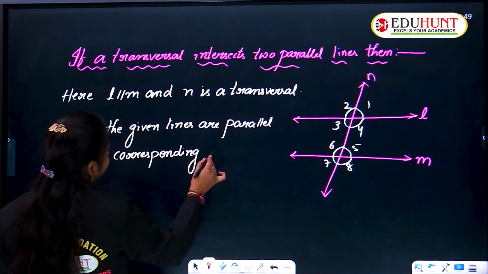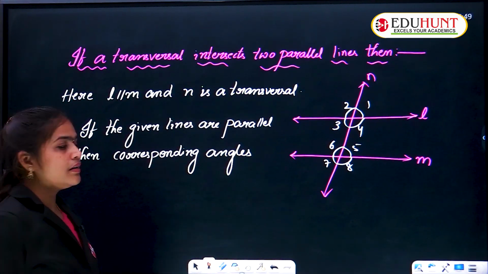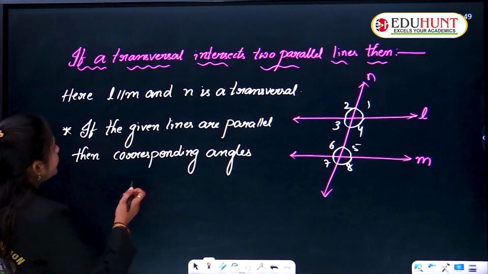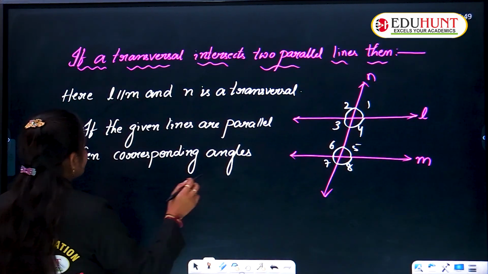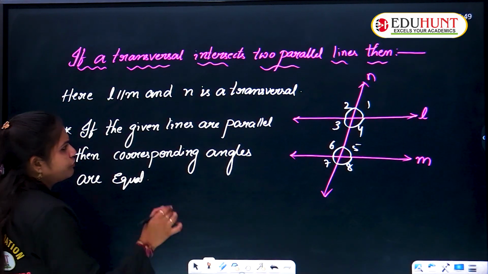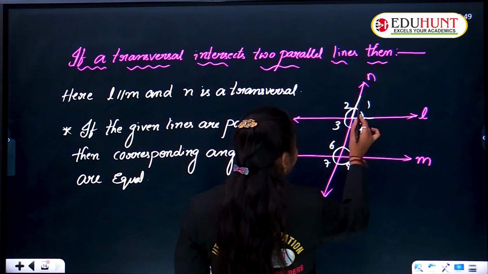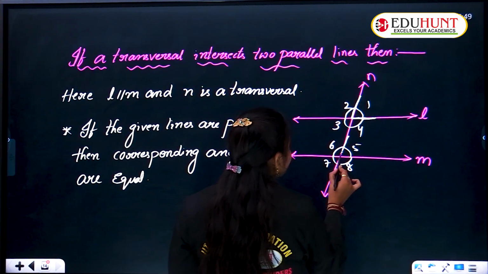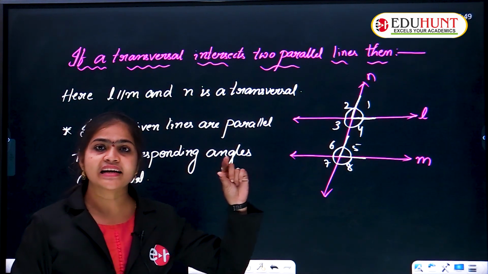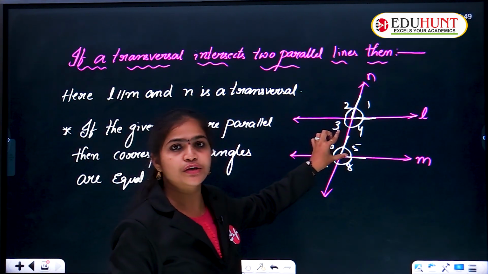Actually children, we have some proofs. In the state textbook they gave some proofs also, just follow those proofs. If the given lines are parallel, then corresponding angles are equal. What is the proof? Just trace this angle. Here angle 1 is the same as angle 5. Just observe the same angle. By using colored paper, we can trace these two angles.